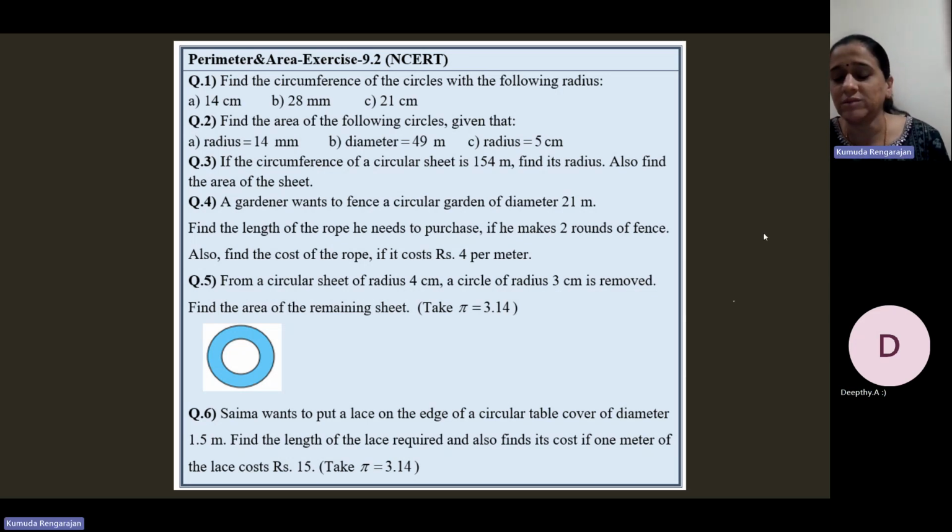At about 7:15, I'll be sharing a different link, Deepthi. You'll have to join the meeting using that link. And you'll have to continue working. I'll be sharing the questions on WhatsApp and you continue working till 8 o'clock.